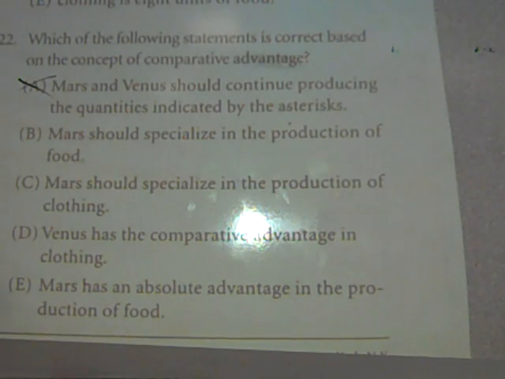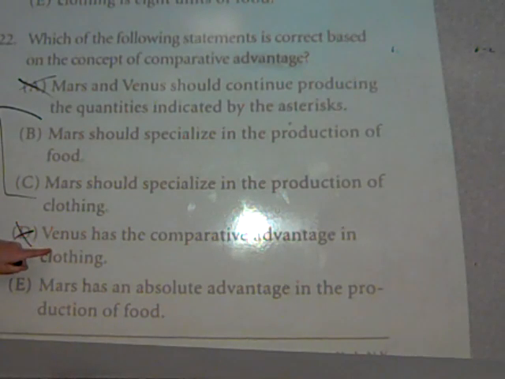Alright, watch this. This is where the magic's going to happen. Mars should specialize in food. That's possible. I'd have to actually figure it out. Or should Mars specialize in clothing? Well, it's got to be one of those, doesn't it? The answer is always that one country should specialize in one good, the other should specialize in the other good, and then they should trade. Mars has to pick something. D. Venus has a comparative advantage in clothing. Can it possibly be answer D? It's got to be B or C. Mars has to pick something. So it can't be D.